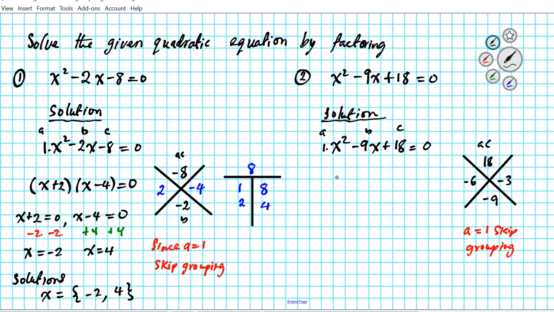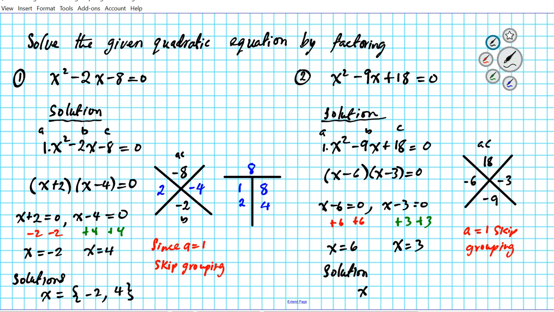So we're now going to have the quantity x minus 6 times x minus 3 equals 0. Okay, now we use the zero product property. We'll set both factors to 0, and then we solve each of them. So for the first one, just add 6 to both sides, and you have x equals 6. And then for the second, you add 3 to both sides, and then you have x equals 3. So your solution here is 3 and 6.